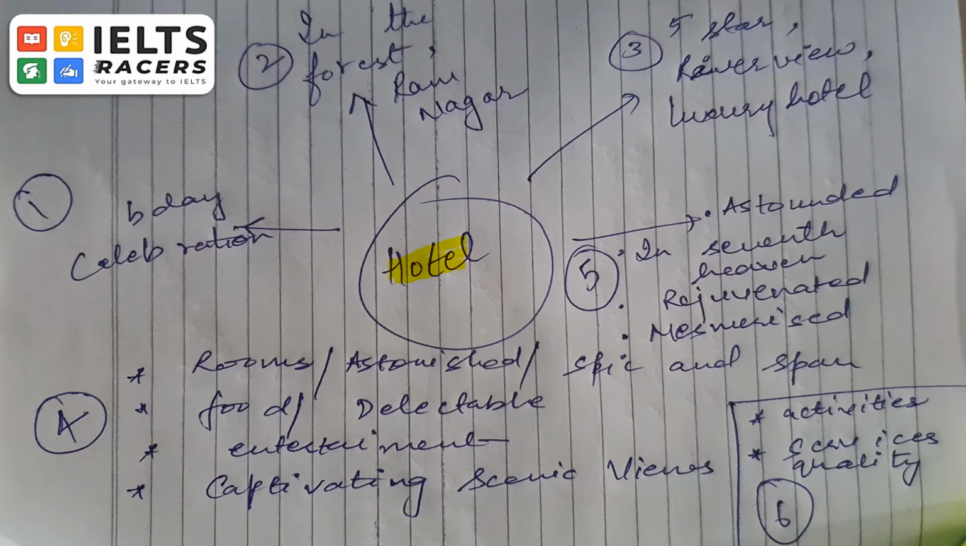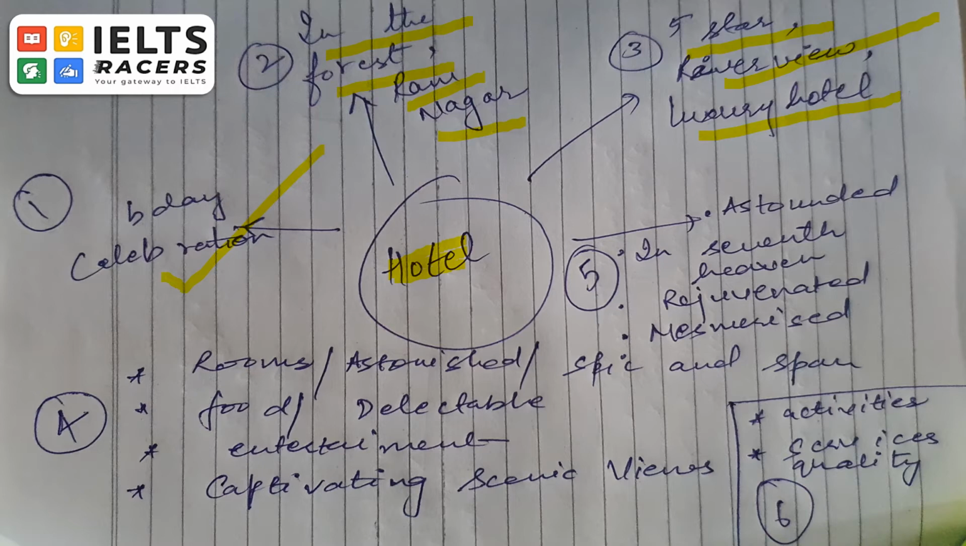And after that, my very first thing is, I'll talk about why I visited there. Okay, so I took the reason here: I am visiting there for the birthday celebration. In the second point, I will talk about where the hotel was. It was in the forest, and the city where it is located is Ramnagar. Moving further, I will talk about what kind of hotel it is. It's a 5-star hotel, a river view, luxury resort.